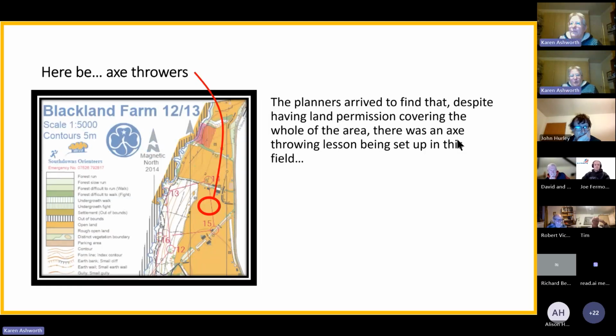So here's the first one. Here be axe throwers. The planners arrived on the morning of the event to discover that, despite having land permission that covered the whole area, there was an axe throwing lesson being set up in this field. And you can see that this field has a leg of a blue course going straight through it.